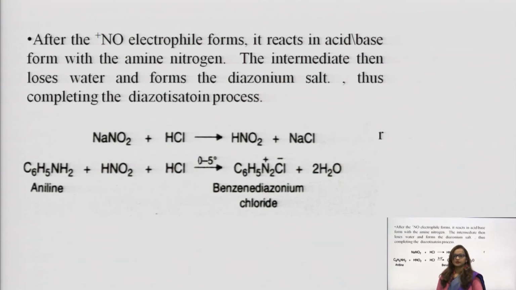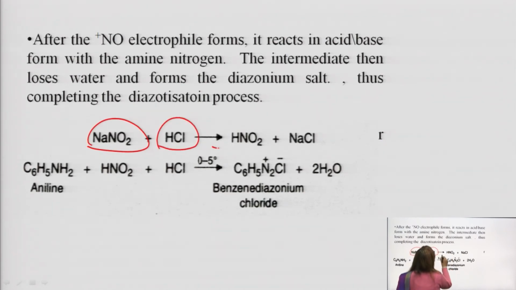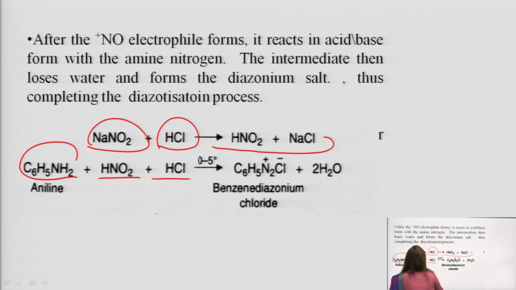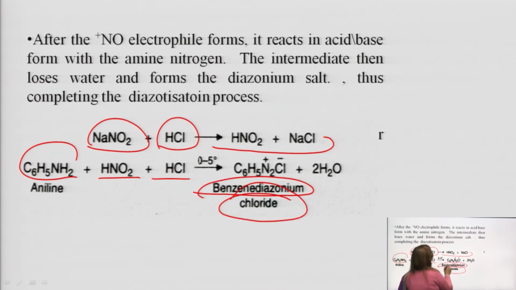Now, let us look at how we can prepare nitrous acid. Nitrous acid is prepared by the reaction of NaNO2, sodium nitrite, plus HCl, giving HNO2 plus NaCl. And this is aniline, nitrous acid, HCl, and this is benzene diazonium chloride, the same reaction.